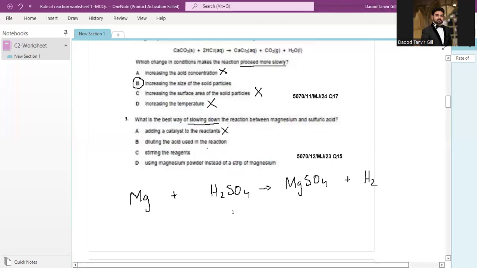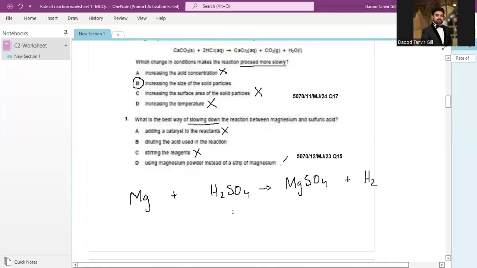So this can also not be the option. If we talk about option number D, using magnesium powder instead of a strip of magnesium, yes, this will also increase the rate of reaction. Magnesium powder has a greater surface area as compared to a strip of magnesium. So this will increase the rate of reaction. So this is also not the correct option in this case.